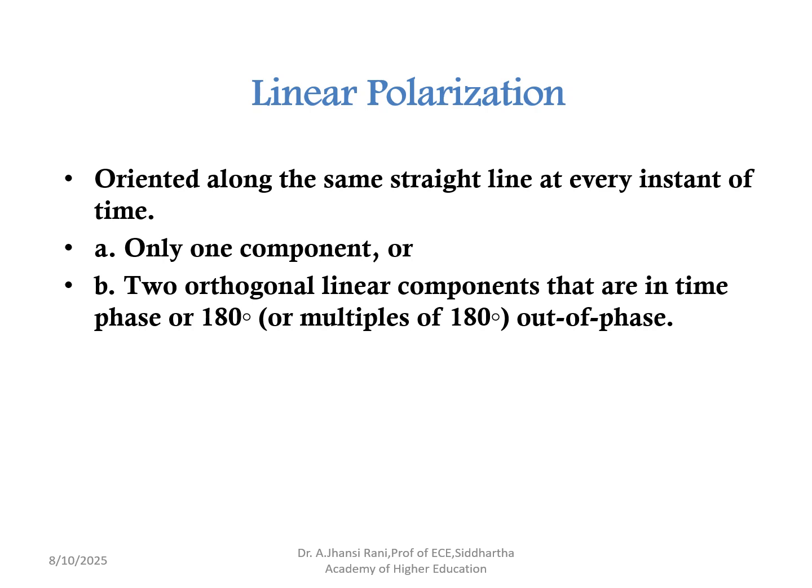In linear polarization, the field is oriented along the same straight line at every instant; the orientation is the same at each and every point. You have two orthogonal linear components that are in phase, or 180 degrees or multiples of 180 degrees out of phase.